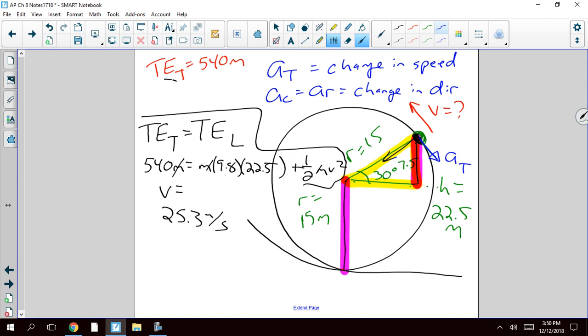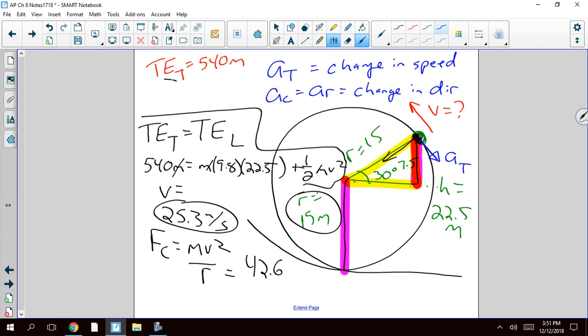Because we're going in a circle, it probably makes some sense to write an expression, let's think in terms of force. So our centripetal force is mv squared over r. We know our velocity, we know our radius, so 25 squared divided by 15 gives you 42.6. So we're going to get 42.6 m. That is our centripetal force.